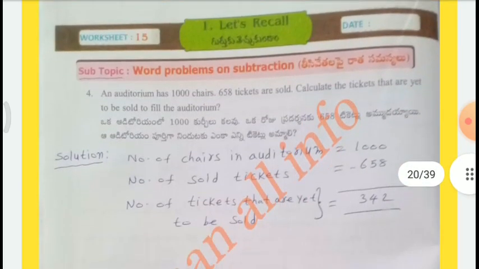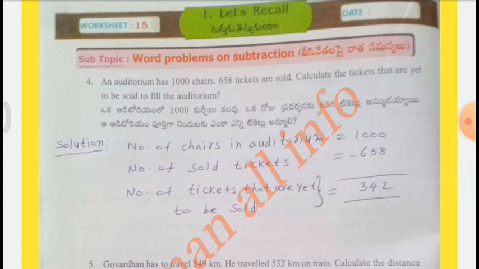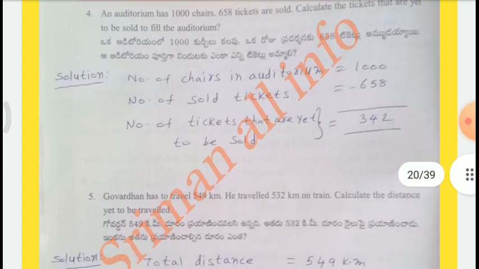Worksheet 15. An auditorium has 1000 chairs, 658 tickets are sold. Calculate the tickets that are yet to be sold to fill the auditorium. Solution. Number of chairs in the auditorium, 1000. Number of sold tickets, 658. Number of tickets that are yet to be sold, by subtraction we get 342.